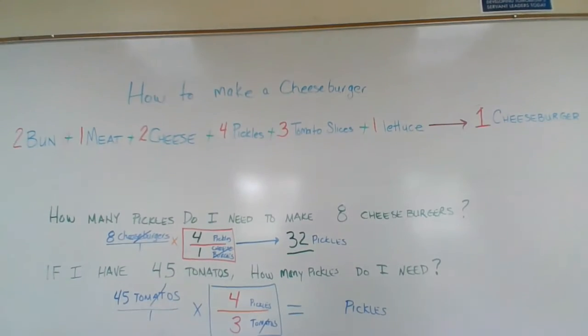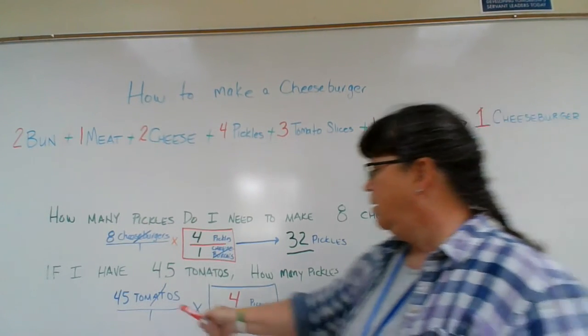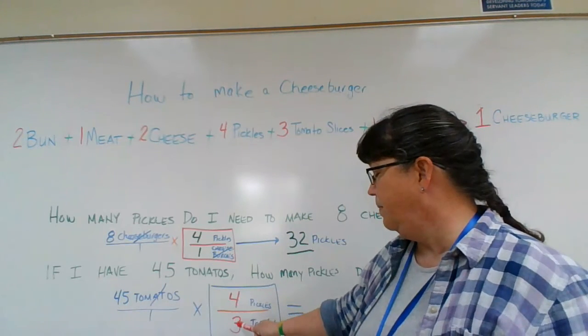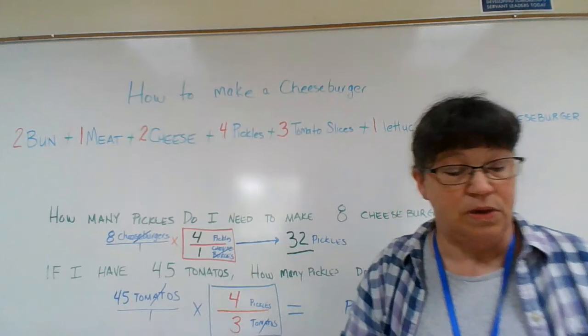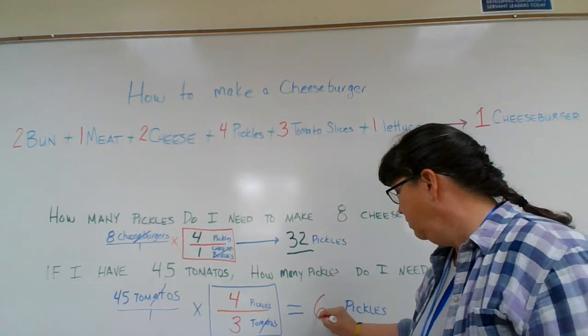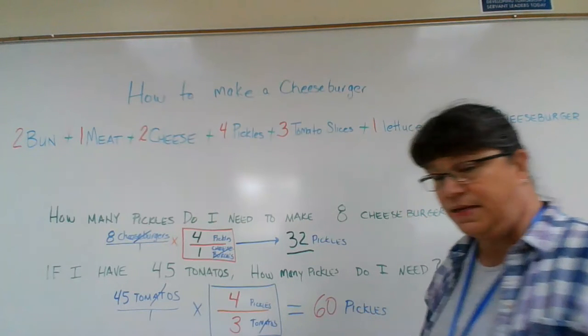So you're going to need your calculator here. And you should always have that. Hopefully you have brought that home with you from school. And you can just go to it. So we're going to multiply our 45 times our numerator, 4, and divide it by 3. So 45 times 4 divided by 3, I need 60 pickles. To maximize, to use all of my tomatoes to make cheeseburgers, I'm going to need 60 pickles.